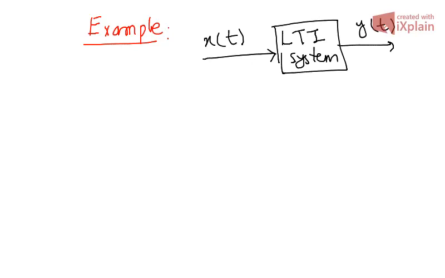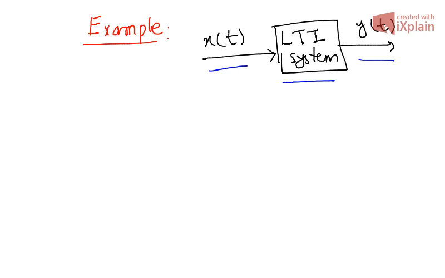In this video, we would like to learn about the output of an LTI system when you have a complex exponential as the input of the LTI system. As shown in this example, you have an LTI system. The input is x of t and the output is y of t.